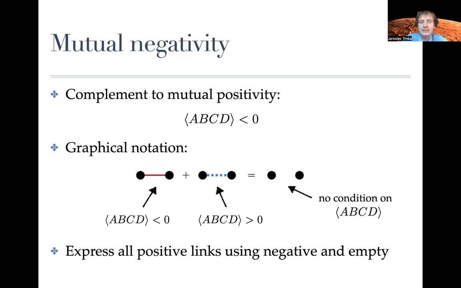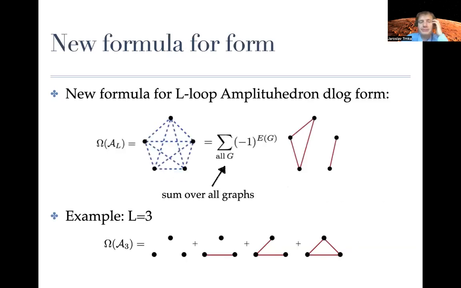Now, the idea is to express all positivity links using negativity links and no links. So this is just a geometry problem, nothing to do with amplitudes. I take a completely connected graph and, replacing each positive link by these negative links, I get a sum of other graphs with only negative links or no links. For example, for L equals 3, the three-loop problem, which means 3 dots, this sum will be the following: there will be a graph with no links, then 1 link, 2 links, 3 links.